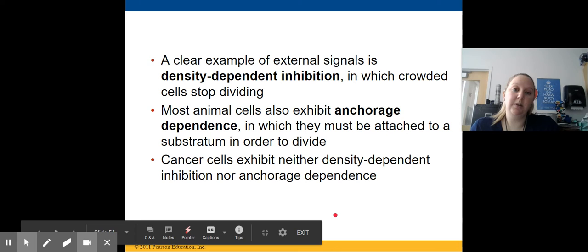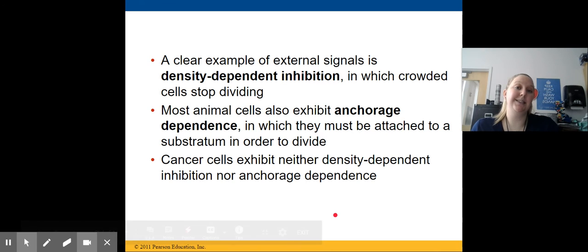This is a clear example of an external signal that is called a density-dependent inhibition signal. This stops overcrowded cells from continuing to divide. Most animal cells have the ability to exhibit anchorage dependence, in which those cells must be attached to a substratum in order to divide. Cancer cells have the ability to surpass both of these external signals, exhibiting neither density dependence nor anchorage dependence.